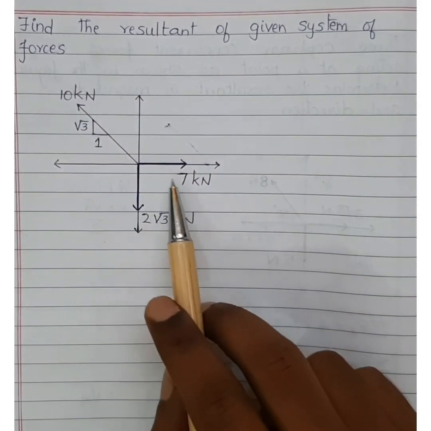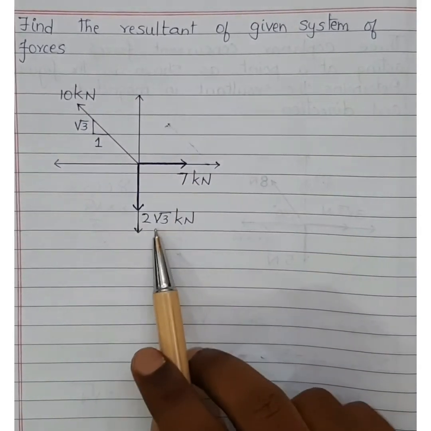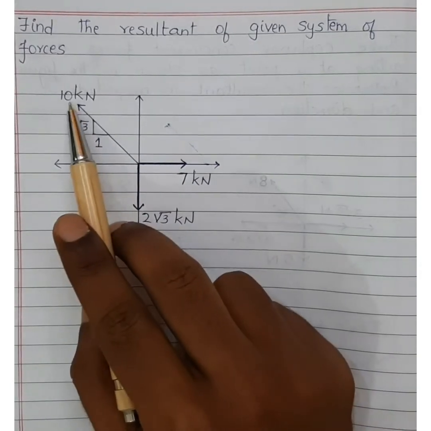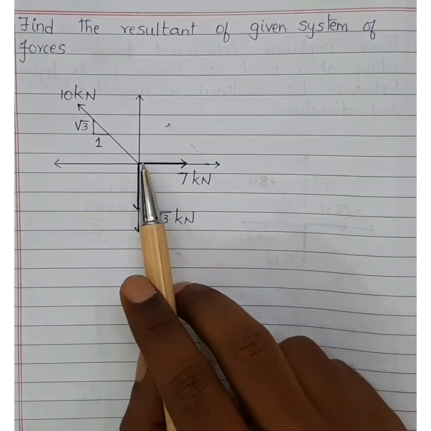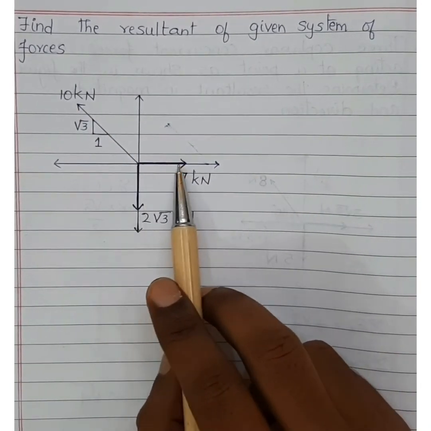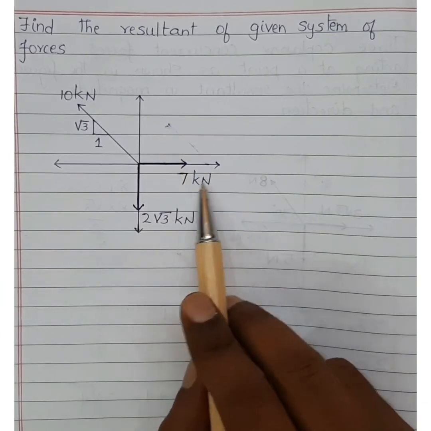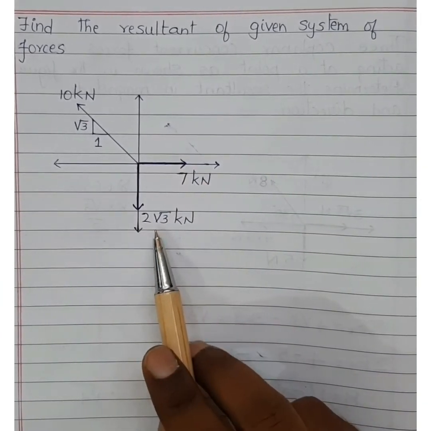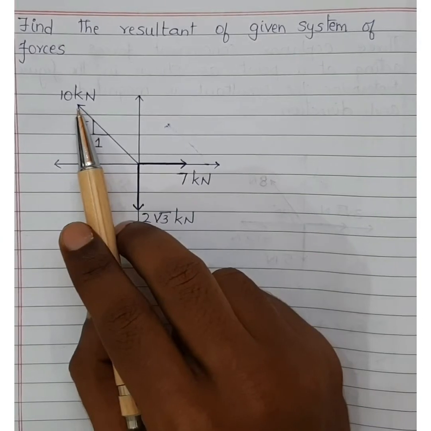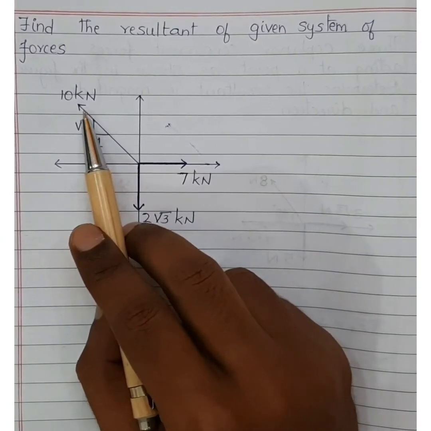Find the resultant of the given system of forces. In this sum we have three forces, one 7 kN force, 2√3 kN force and a 10 kN force. Here the 7 kN force is a complete horizontal force, so no need to resolve this. This is also a vertical force, so no need to resolve this. Only this 10 kN force we have to resolve.